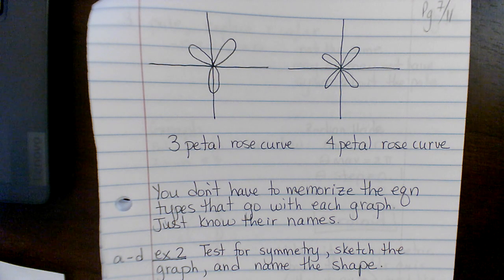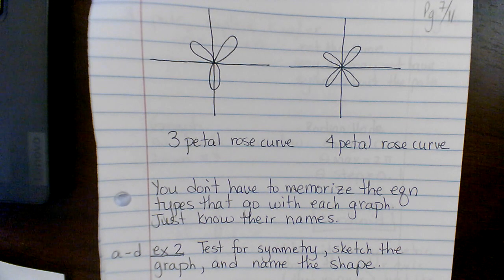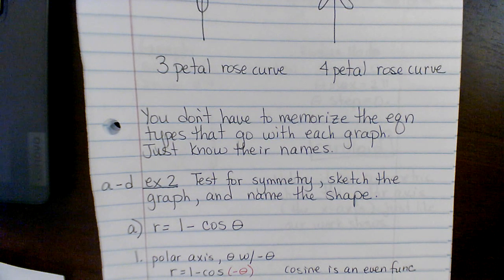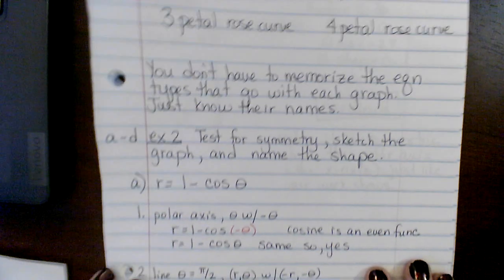So here's what we're going to do. I'm going to give you a polar equation. We're going to test it for symmetry. We're going to sketch the graph. We're going to name the shape. We're going to use the calculator to sketch the graph. We're not going to actually plot points. That's too much work. So let's get started with r equals 1 minus cosine theta.